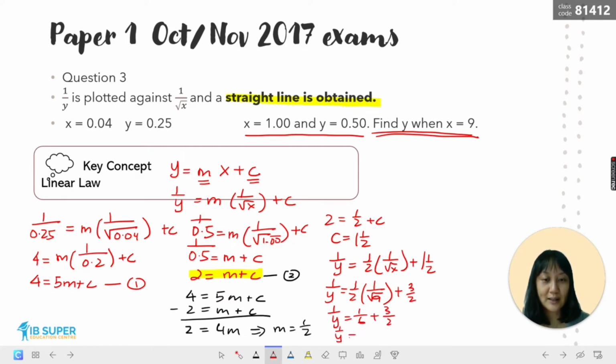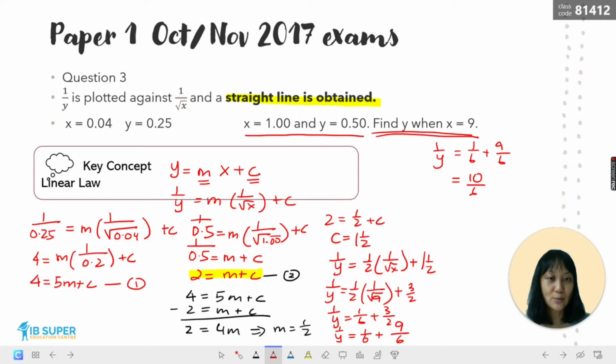So 1 over y equals 1 over 6 plus, I'm going to convert this to denominator 6, 9 over 6. I'm running out of space. So 1 over y equals 1 over 6 plus 9 over 6, which gives you 10 over 6. Since 1 over y equals 10 over 6, we need to invert it to find our y. So y is 6 over 10. Okay, there we go. That's our solution.